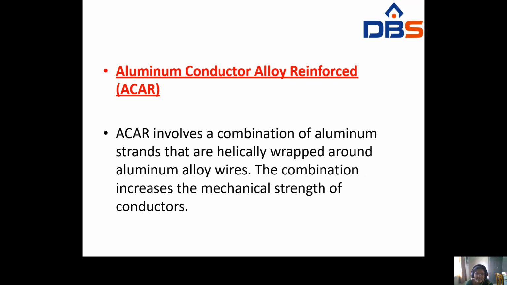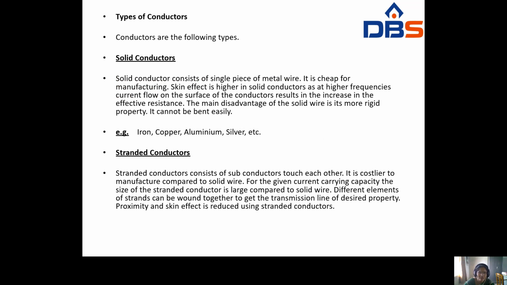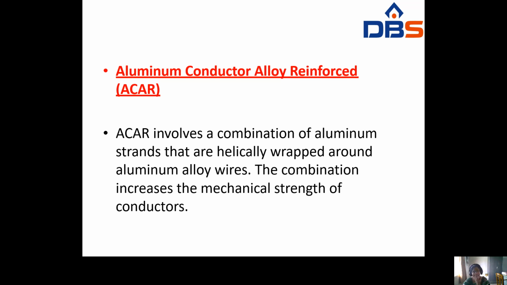The last one is ACAR. ACAR involves a combination of aluminum strands helically wrapped around aluminum alloy wires. Surrounding the aluminum conductor, you wrap it with aluminum alloy wires. Why? Because this combination increases the mechanical strength of the conductor. So these are the types of aluminum conductors.